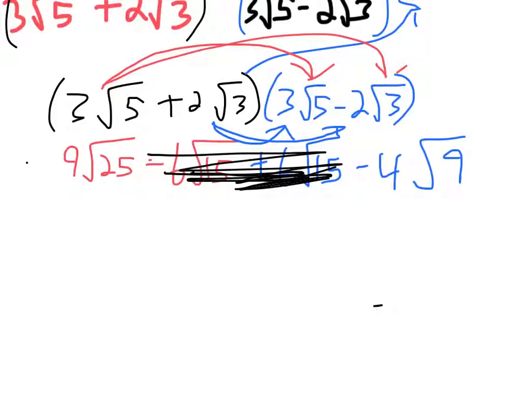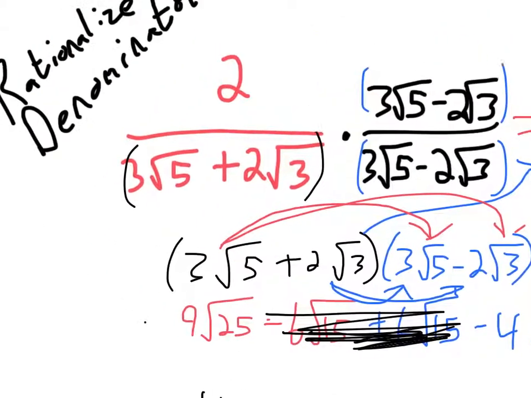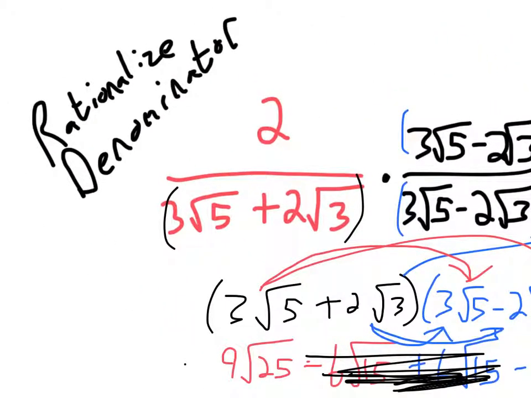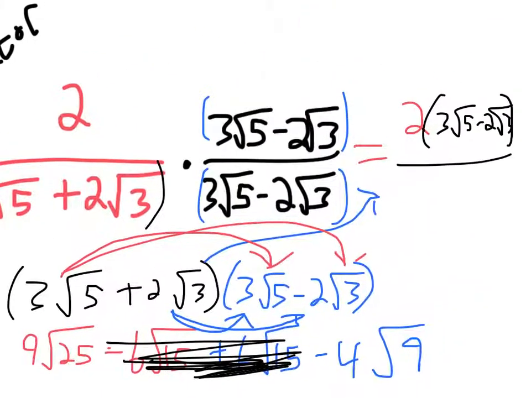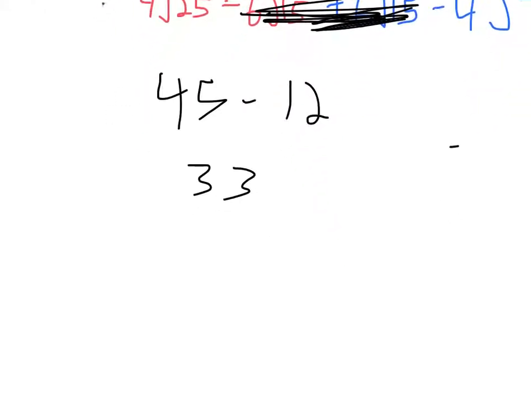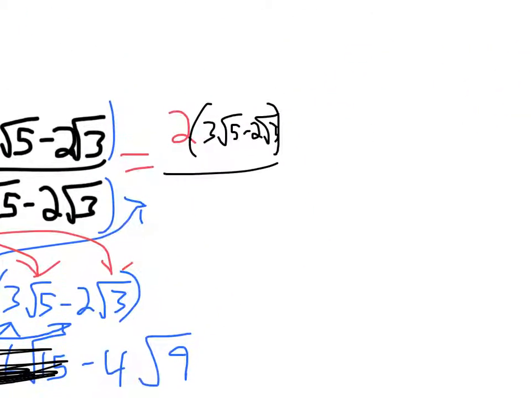So 9 times 5 would make a 45. And then we have a square root of 9 here, so that's 3. So 4 times 3 makes 12. So we actually have 33 as our final answer for the bottom. Isn't that a lot cleaner than what we started with in this red fraction? If we multiply this bottom of the red fraction by its conjugate, which is in black here, it turned out to be simply 33.